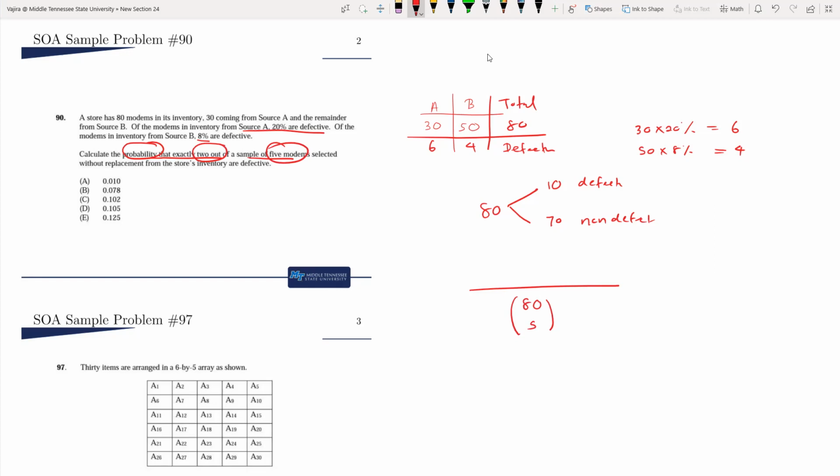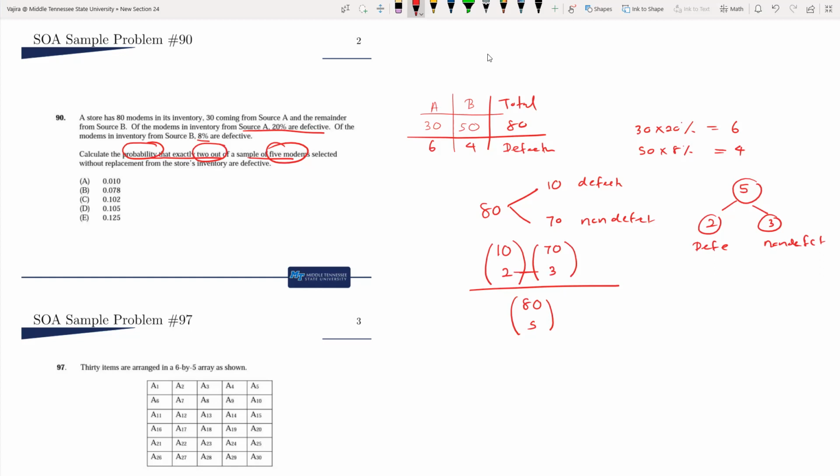Then we need 2 to be defective. There are 10 total. Our sample is 5. Then 2 need to be defective, and 3 need to be non-defective. So this is defective, and this is non-defective. We have a total of 10 defective items. From 10, in that particular sample, we need to have 2 defective items. Then the rest need to come from non-defective items. We need 3 because our sample size is 5. When you add these 2 and 3, it should be 5. So this is the probability.